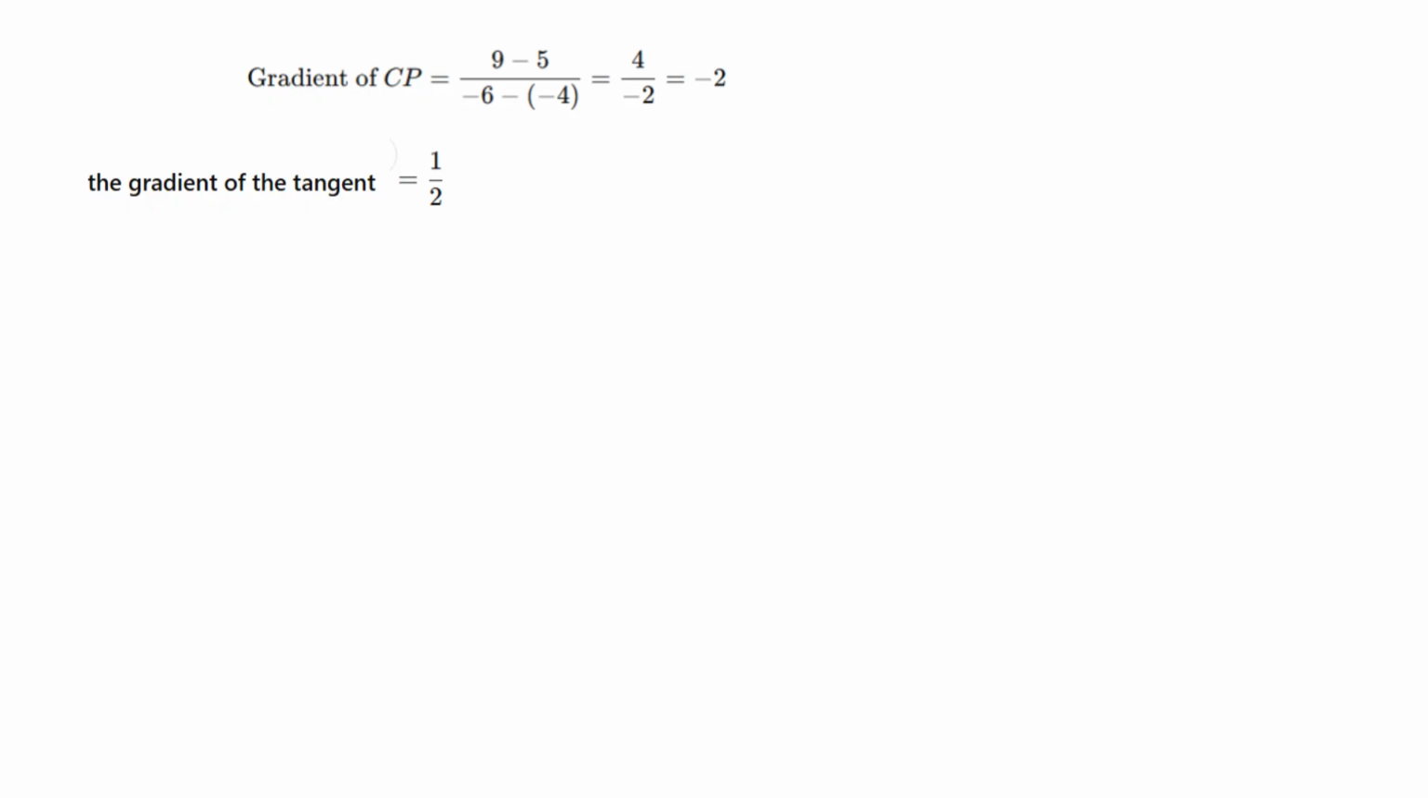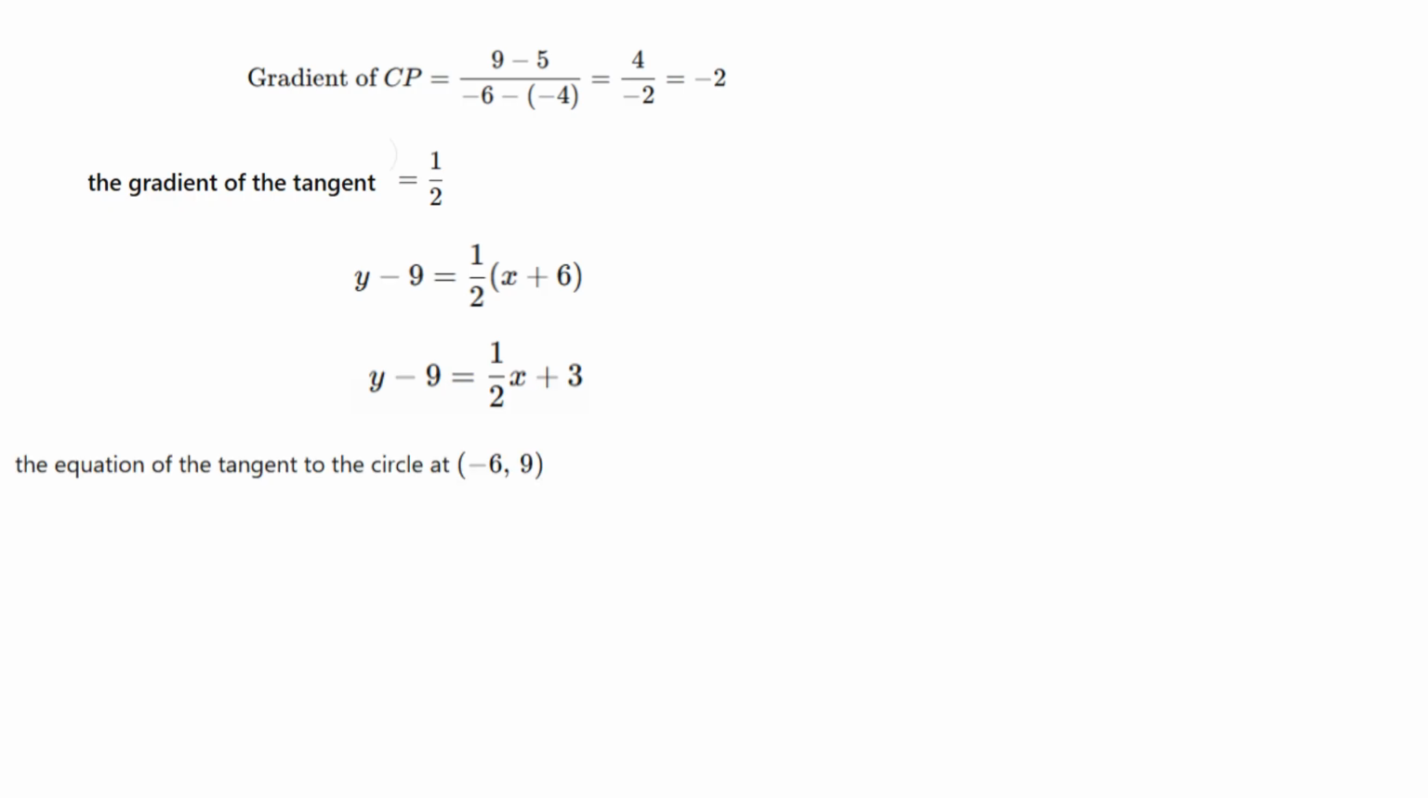So the equation of the tangent at the point minus 6, 9 is y minus 9 is equal to 1 over 2 times x plus 6. So y is equal to 1 over 2 x plus 3 plus 9, which is 12.